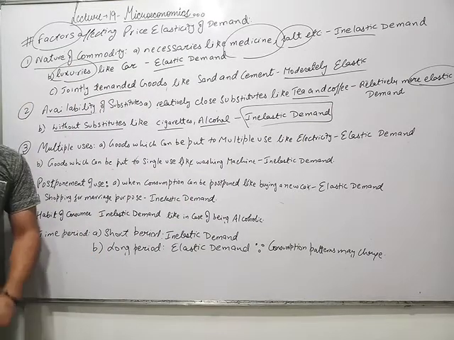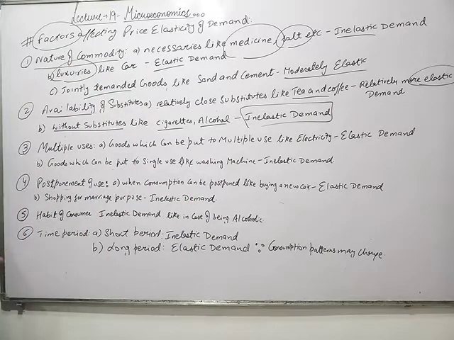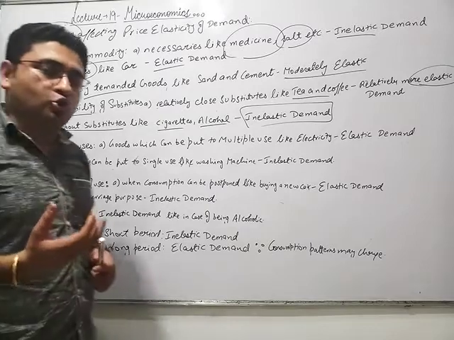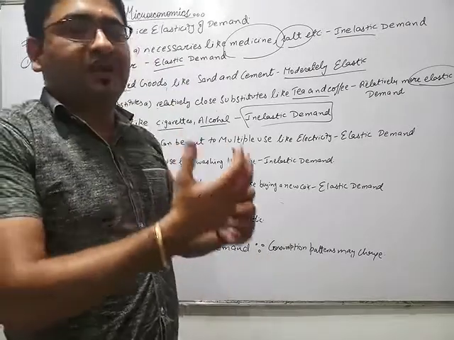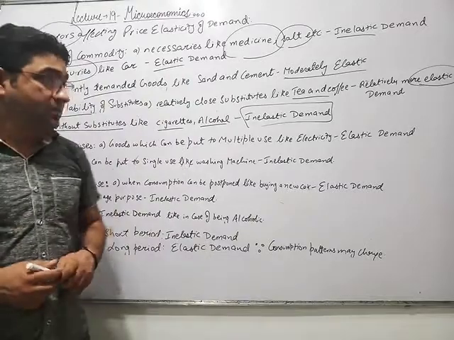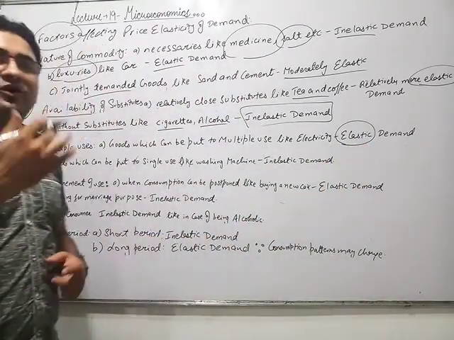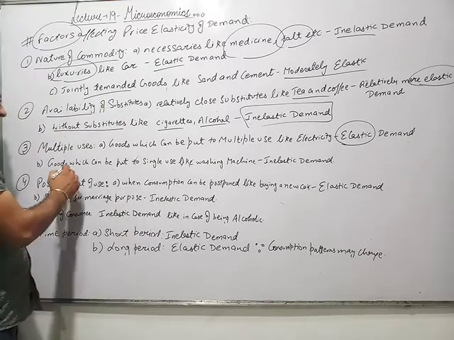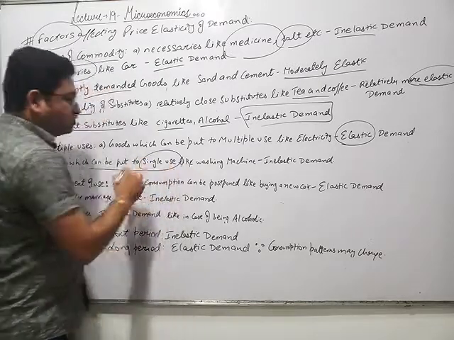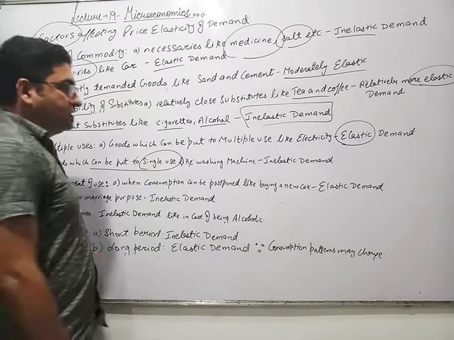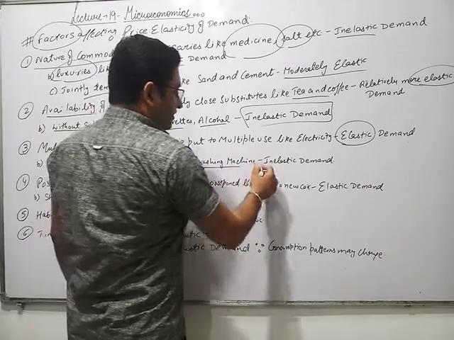Next comes multiple uses. If a product can be used in various ways like electricity, milk, then the demand would be elastic. But if the goods cannot be used for more than one use, like for example washing machine, the demand would be inelastic.